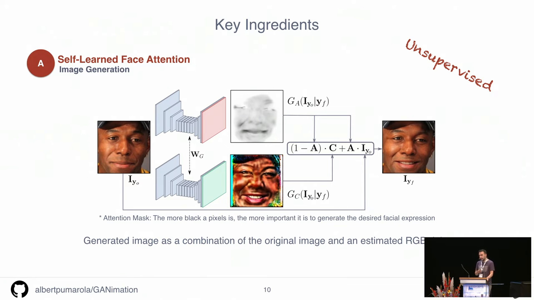So in this case, for example, where you have this sort of neutral-looking expression and you want to add a smile, our generation mechanism and the attention mechanism, in synchrony, force the generator to only change those pixels with darker activation values in the attention mask, which are those around the mouth. And the rest of the pixels will be directly copied from the original image.